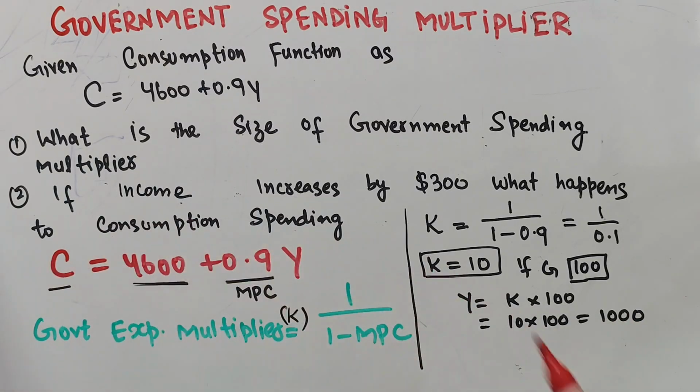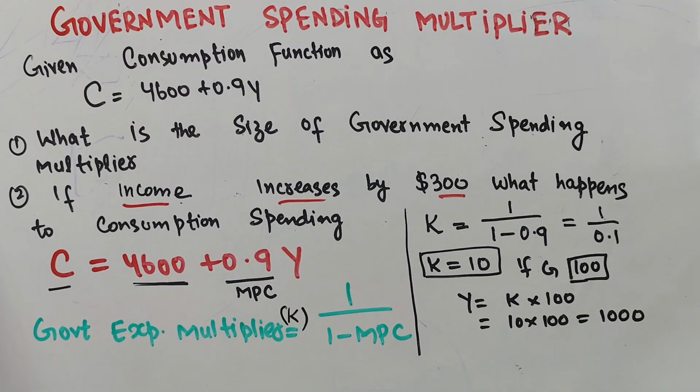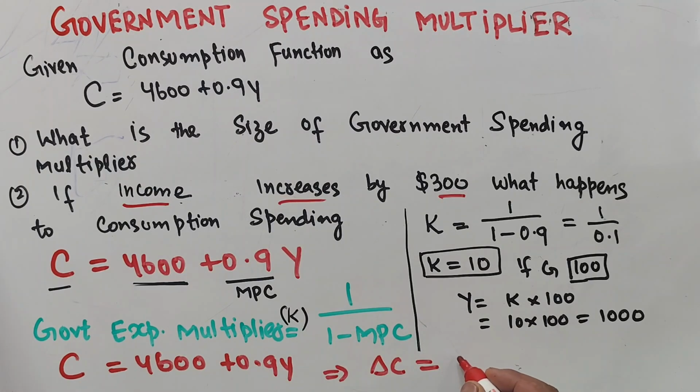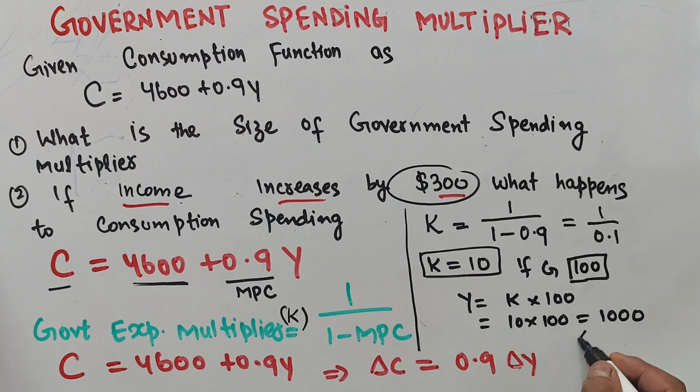Now coming to the next part, we have to find out if income increases by 300, what happens to the consumption spending. Let's rewrite our consumption function, that is C is equal to 4600 plus 0.9y. Let's take the differential on both sides. So the differential of C is del C, which will be equal to the differential of this constant, which is 0. Then we have 0.9 and the differential of y will be del y. Here we are being told that the income increases by 300. That means our del y is equal to 300.